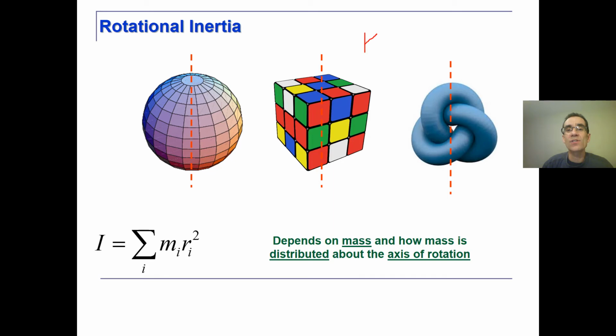The kinetic energy of rotation is equal to 1/2 times this, the moment of inertia or rotational inertia, times the angular speed squared. So any object that is rotating will have a kinetic energy of rotation like that. If it is translating also, it will also have an additional kinetic energy of translation.